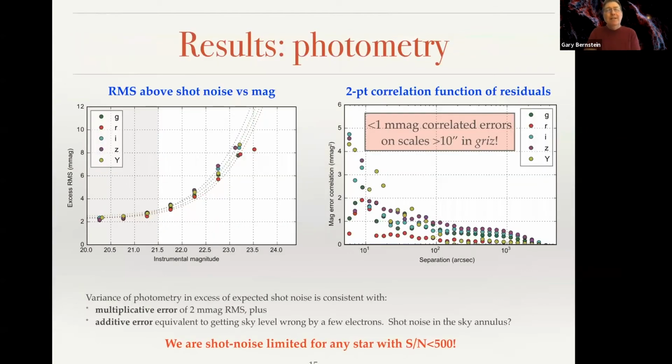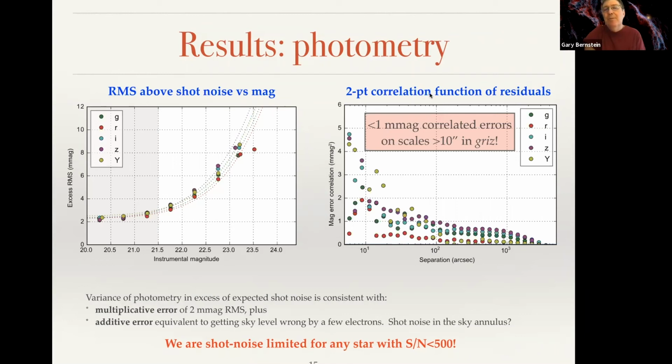Okay, so some results here on the left in the photometry is the RMS of repeat measurements of stellar magnitudes above the expected shot noise. And you can see that we reach a floor of about 2 millimags, which then grows as we go to fainter objects. And that growing part to the right, we can pretty clearly assign to shot noise in the photometric sky annulus. So those are errors, shot noise from the sky estimate, actually. But the calibration part itself is down to 2 millimags.